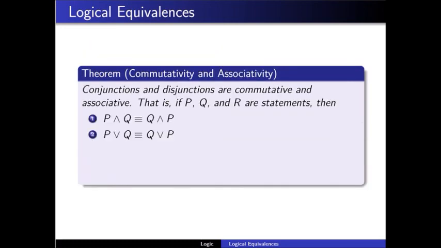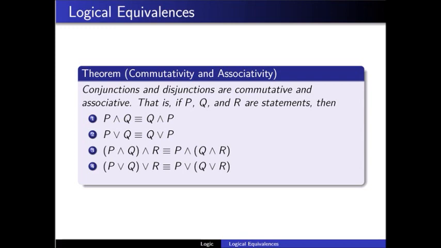In a similar manner, just using truth tables, we could easily show many different logical equivalencies. Here are a few more. The first two parts of this theorem tell us that conjunctions and disjunctions are commutative. The order in which we take the conjunction or disjunction does not matter. P and Q is the same thing as Q and P, and P or Q is the same as Q or P. We also have associativity of conjunctions and disjunctions.